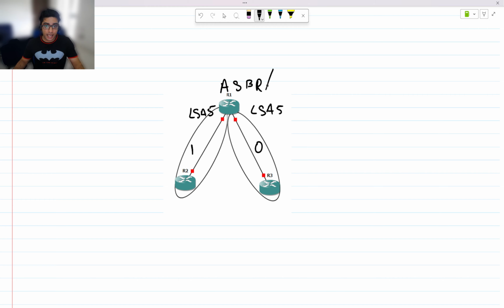R1 is acting as an ASBR as well as an ABR because R1 is connected to an external network here as well as it is connected to area 0 and area 1. So R1 is acting as ASBR as well as ABR both. And here R1, though it's an ABR, it's not going to generate a type 4 LSA because it's directly connected to both the devices in those areas. So there is no need for a type 4 LSA.